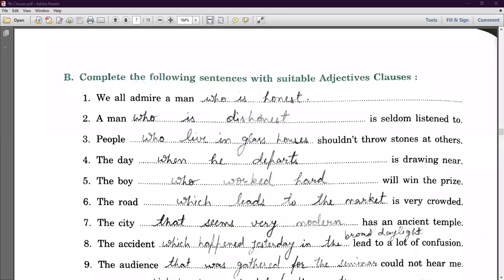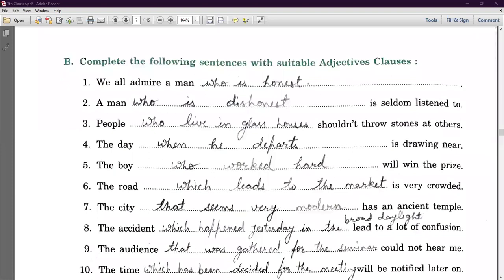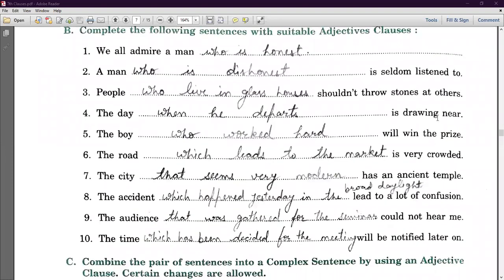A man who is dishonest is seldom listened to. People who live in glass houses should not throw stones at others. The day when he departs is drawing near. The boy who worked hard will win the prize. The road which leads to the market is very crowded. The city that seems very modern has an ancient temple.